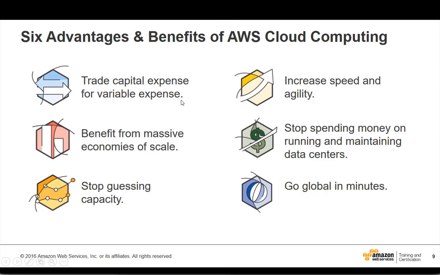So those are very closely related. This one's an interesting one: the massive economies of scale. Amazon Web Services have reduced their prices, I believe, almost 60 times since inception. Obviously, we're very customer centric at Amazon. It's one of our founding principles.